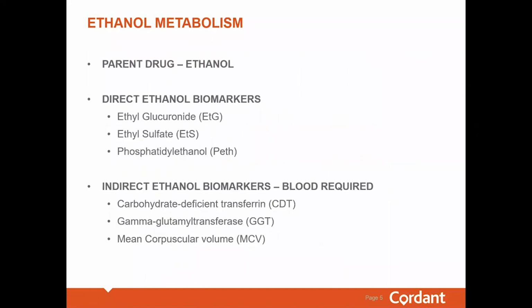In detection of ethanol consumption, there are several options, each capturing a different piece of the puzzle. Parent drug ethanol can be detected in urine, blood, sweat, and breath. Direct ethanol biomarkers are found after metabolism from the parent ethanol itself and can be found in urine, hair, blood, and oral fluid. Indirect ethanol biomarkers are produced within the body as a response to ethanol use. PEth and the listed indirect markers here are limited to blood as a matrix.